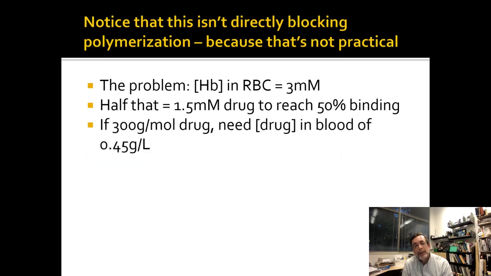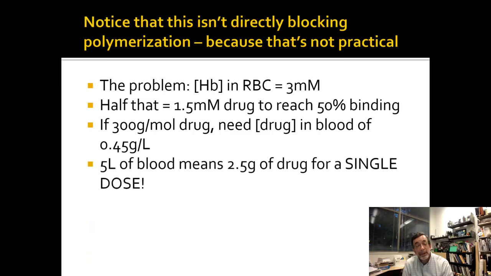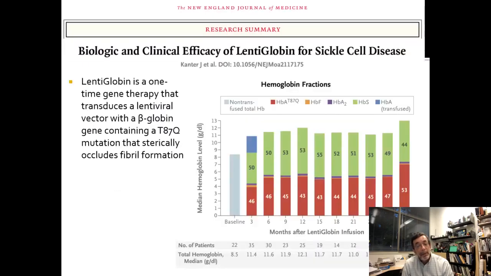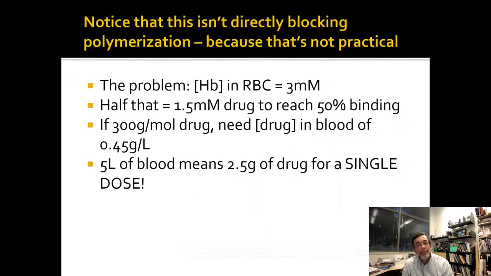So you'd need a drug in the blood, assuming that it all gets past the membrane. That would mean a drug concentration of 0.45 grams per liter, 450 milligrams per liter of blood. With 5 liters of blood, that means a single dose would be 2.5 grams. That is too much. We need milligram doses of drugs for them to work, not gram doses. So my memory was wrong.